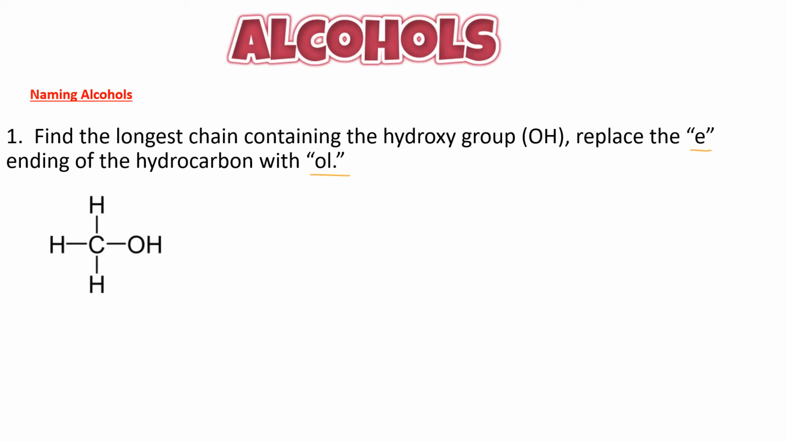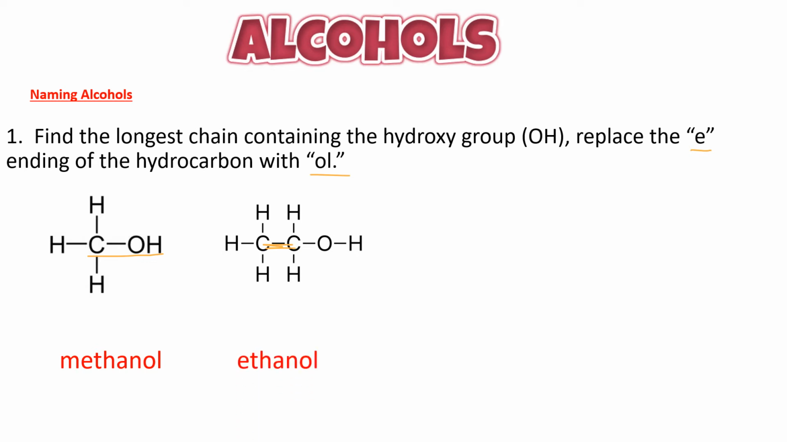So you identify your longest chain. This one's only 1 carbon long, so it's going to have a meth. So methanol is the acceptable name. Take a look at this one. It's got 2 carbons. It's 2 carbons long. That's eth, so this should be an ethanol.